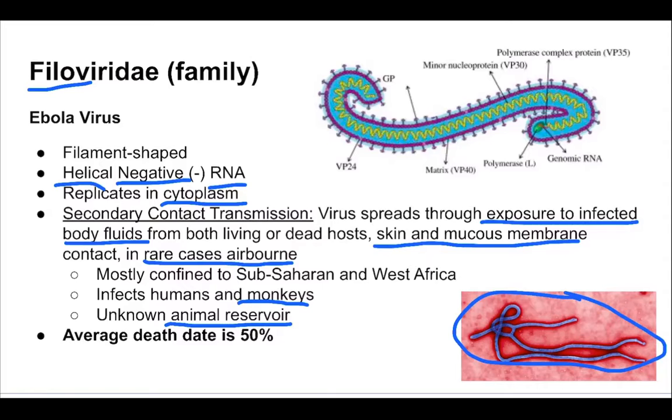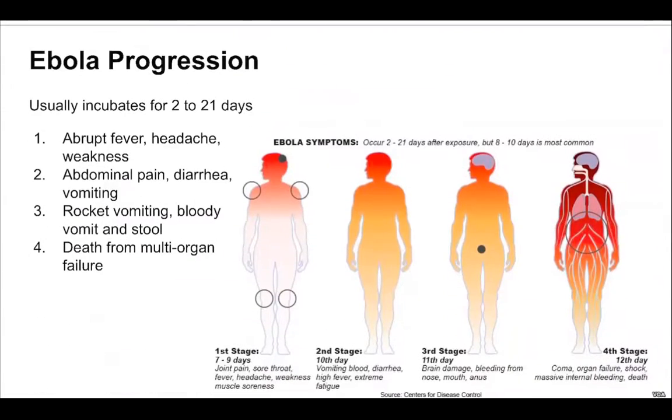It is mostly confined to sub-Saharan Africa and West Africa, but it has jumped into Europe and America a few times, though it's been treated very quickly. And as we discussed before, this one hasn't really reached pandemic level because it kills and causes severe symptoms so quickly that the sick become isolated automatically. But the death rate is 50%, which is pretty scary.